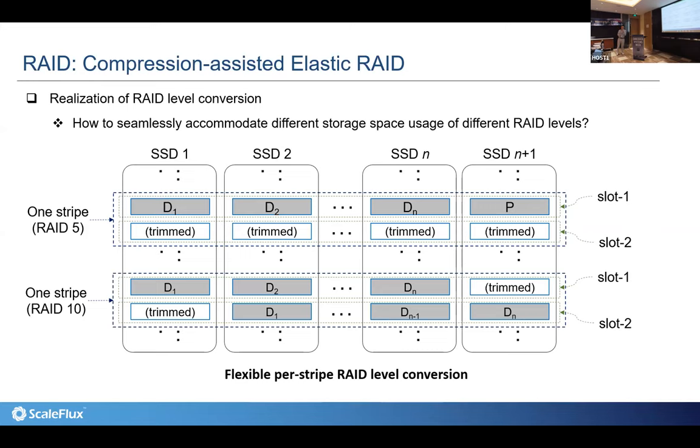So what is the cost of the transformation? The cost is that we may have additional reads and writes. But although it is a background task, we can also use the overall data compressibility to determine the RAID configuration for incoming data. For example, if the overall data compressibility is already very good, we can directly use RAID 10 for incoming data. And if the data compressibility is not that good, we can use RAID 5 for incoming data. So this is the predetermined policy, and we can use both of them.